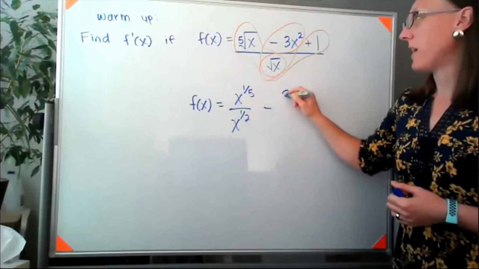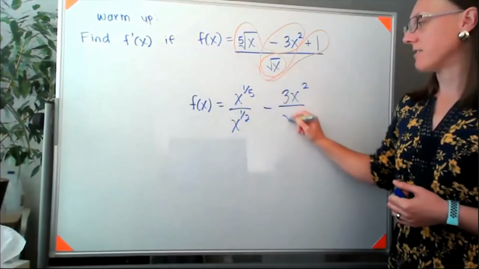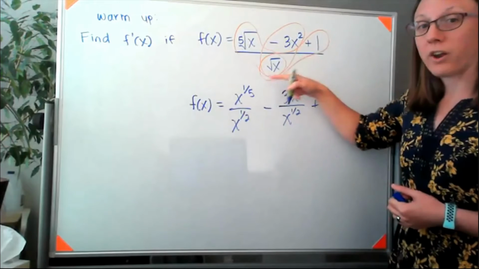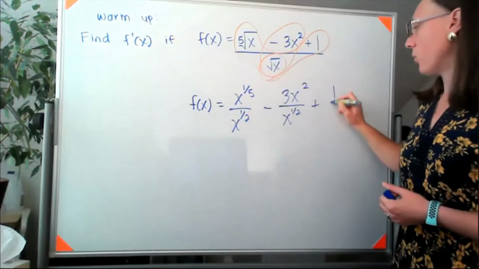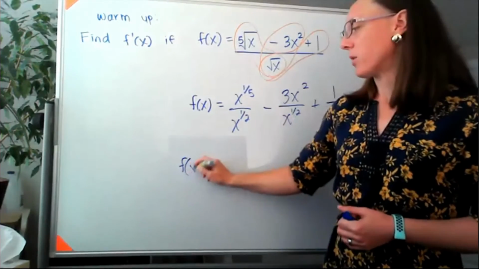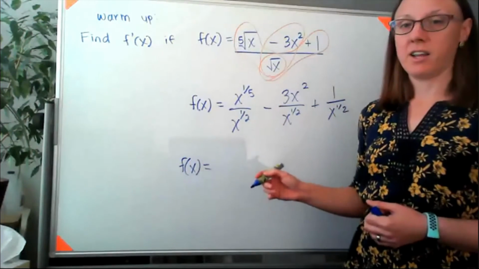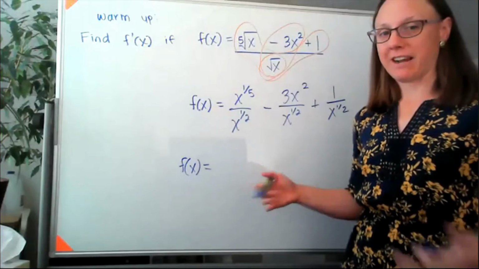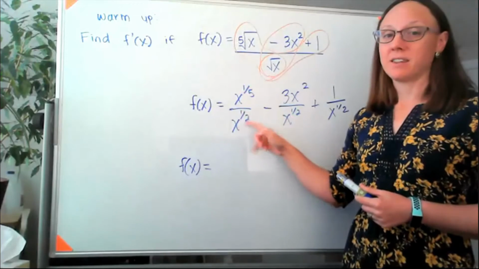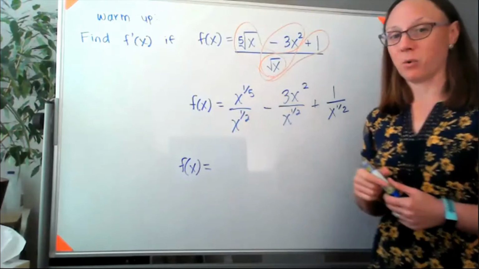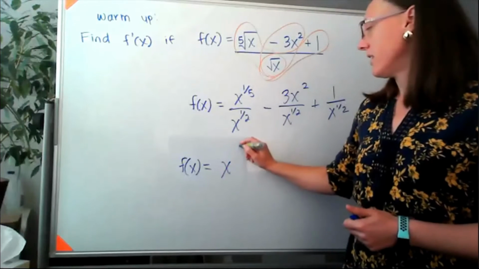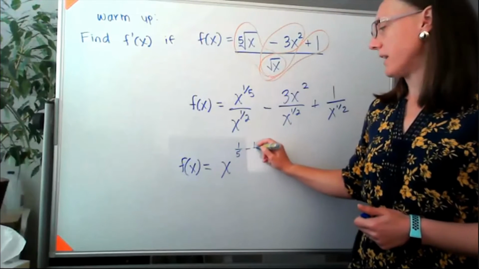Moving to my next term, I have 3x squared divided by x to the 1/2. And for that last piece, I've got 1 over the square root of x, or 1 over x to the 1/2. I'm going to take one more step to rewrite this here and have some fun with fractions. So I know that if I'm dividing 2 terms with the same base, that means I'm going to subtract the exponents. So this term would become x to the 1/5 minus 1/2.